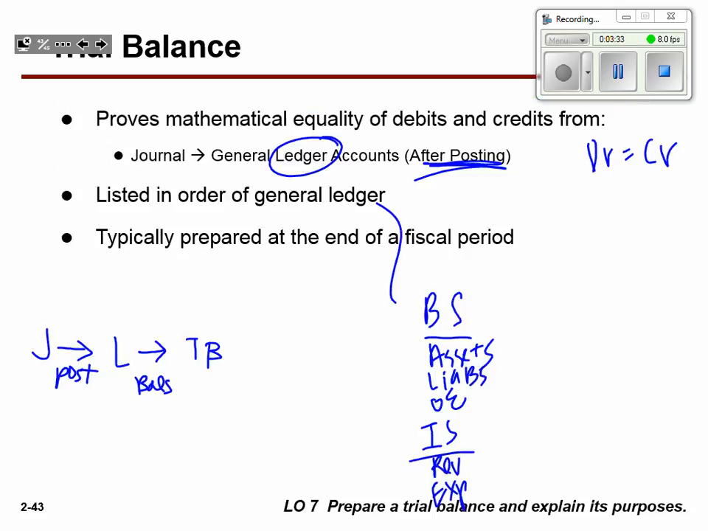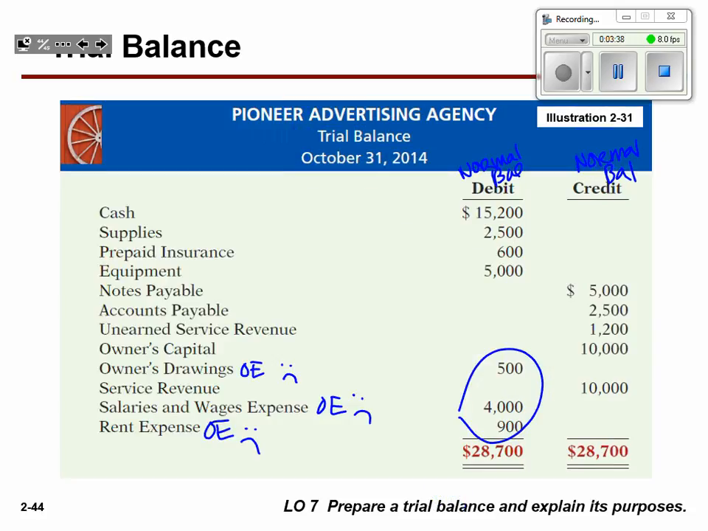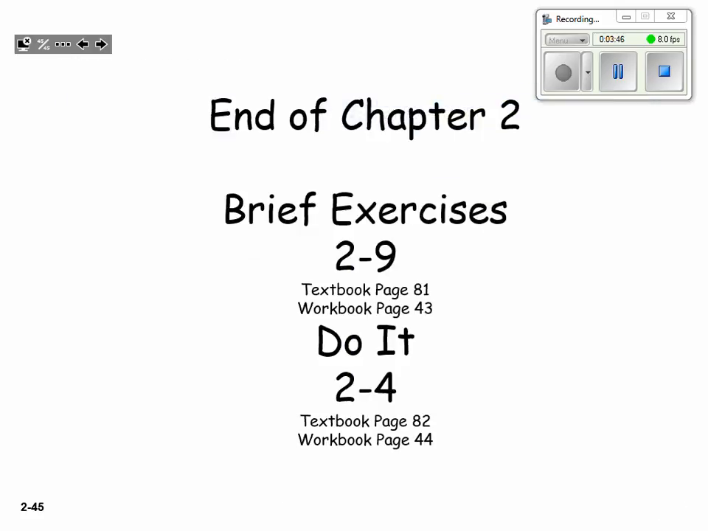So again, we've journalized, posted to our ledger. We take those final balances and simply list them in what's called a trial balance. And you guys, that's it. That's it for the chapter.